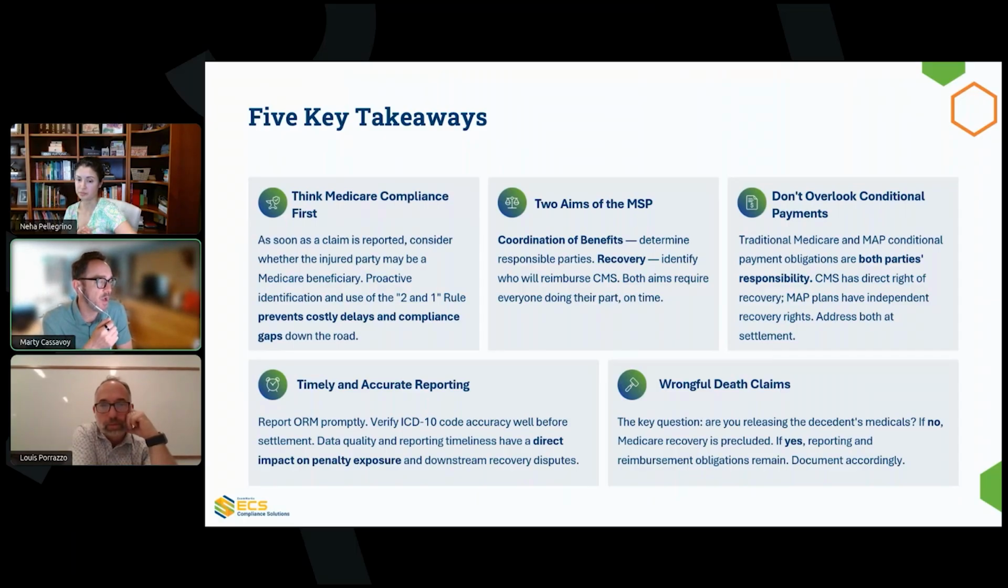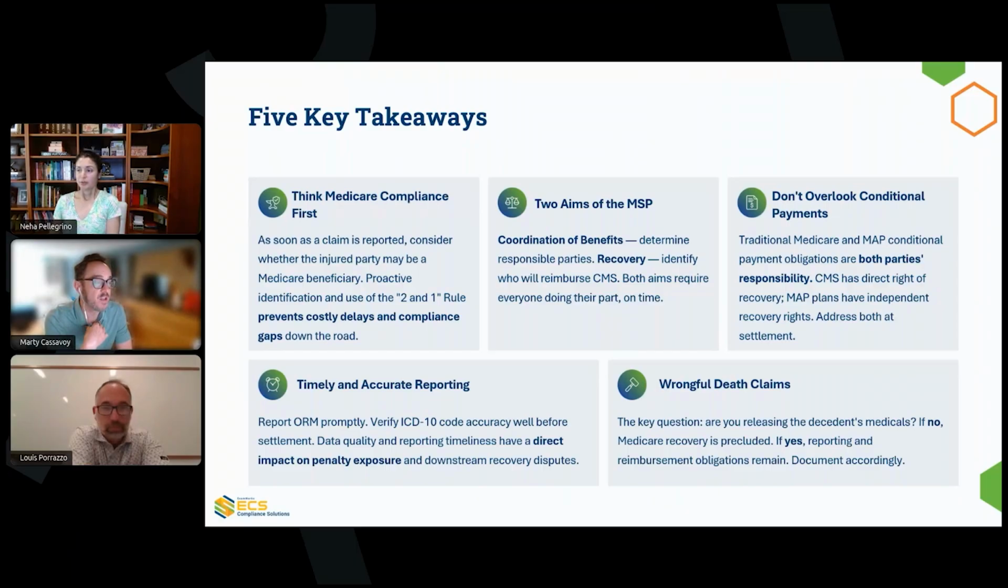So first up, think Medicare compliance first. So Lou just talked about that. Definitely, as soon as your claim comes across your desk, just assume that the person could be a Medicare beneficiary. And you want to make sure that you're actively identifying them as such. And if you can, obviously document that 2-in-1 rule so that you can go ahead and pay that claim quickly. It's important to understand the 2-in-1 rule doesn't require you to do it in any particular order or even any number of days.